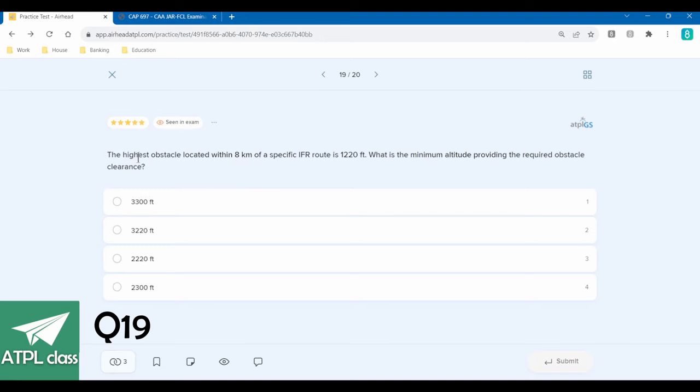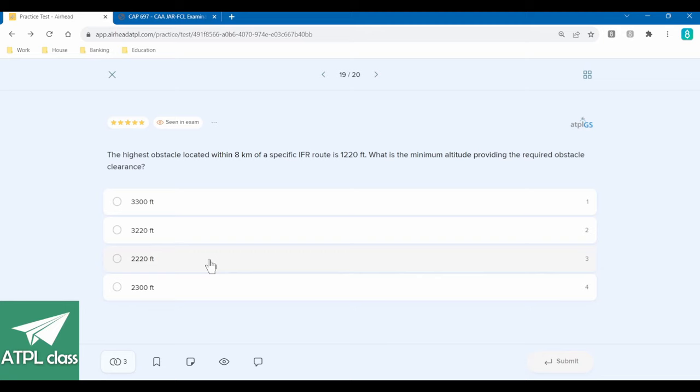Right, so the highest obstacle located within 8 kilometers of a specific IFR route is 1,220 feet. What is the minimum altitude providing the required obstacle clearance? The minimum altitude. Okay, so we want to add 1,000 feet, round up to the nearest 100. That's for MSA, I suppose. It's not asking us the minimum altitude, it's the required obstacle clearance. 1,220, add 1,000, 2,220.